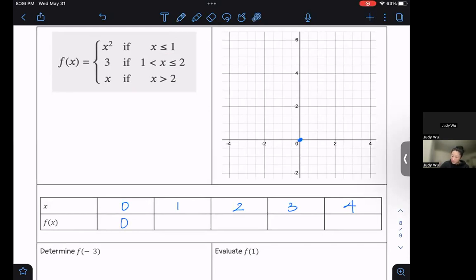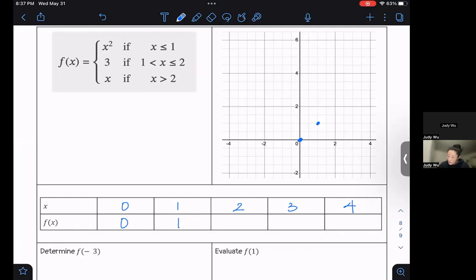All right. Next x up is a 1. Should I put that into the first equation or the second equation? Give you a moment to think about that, but our clues are really in the symbols, okay? Turns out we're going to use the first one again because x is less than or equal to 1. 1 is equal to 1, and 1 squared is 1. So (1, 1) is also a point.